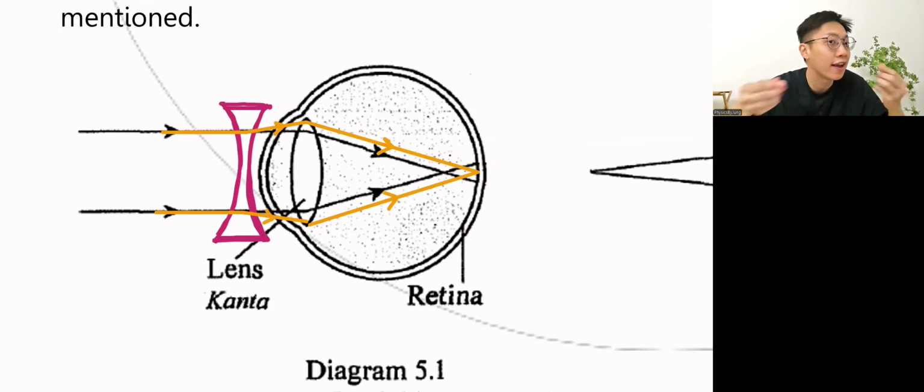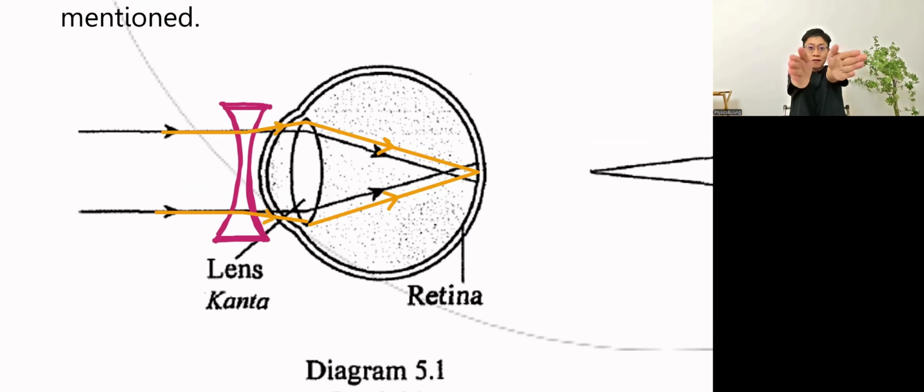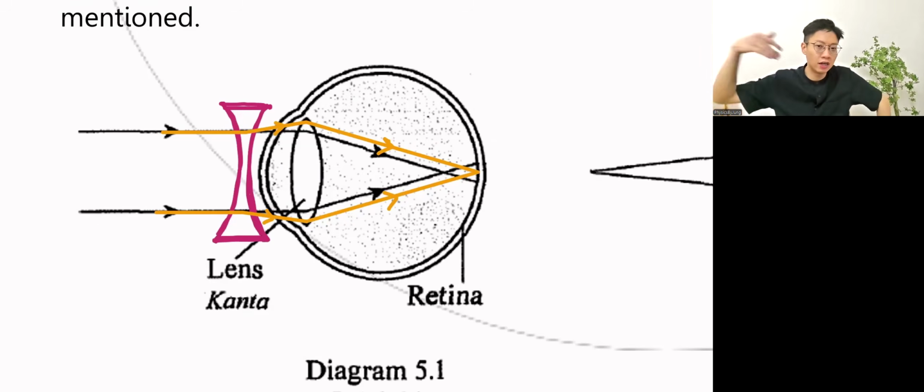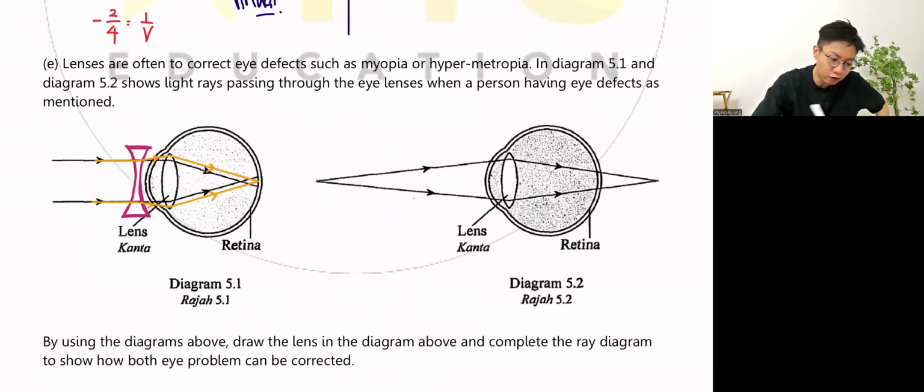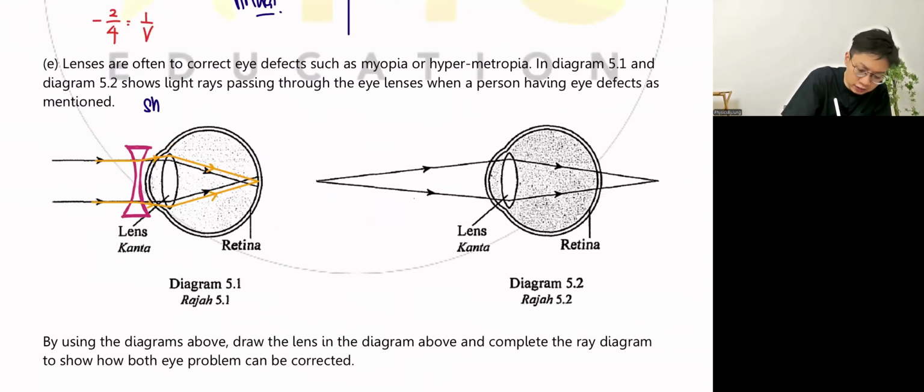Why a concave lens can fix short-sightedness is because when the light rays pass through, they spread first, and only then do they meet. Because they spread already, by the time they meet, they will meet much further at the back, on the retina. So therefore, this is called short sight. This is short-sightedness.